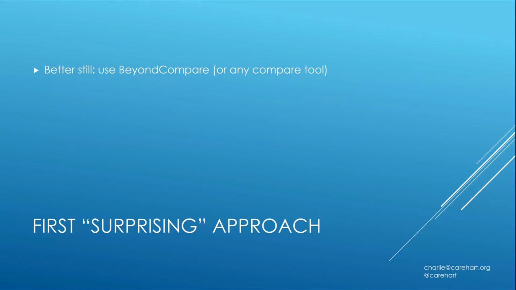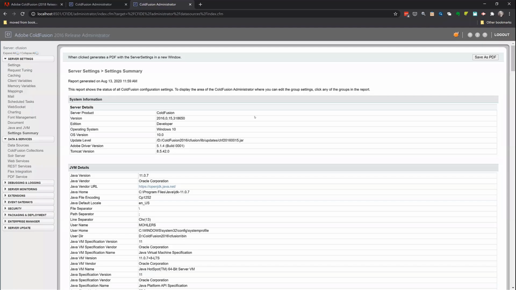One is use Beyond Compare or any compare tool. At this point, you could use any compare tool. I just want you to get this in your head. Use a compare tool. What you want to do is go to the settings summary. So I'll come to here, and I'm just going to click in here. I'm not clicking on anything. I'm not highlighting anything. I'm just clicking in here.